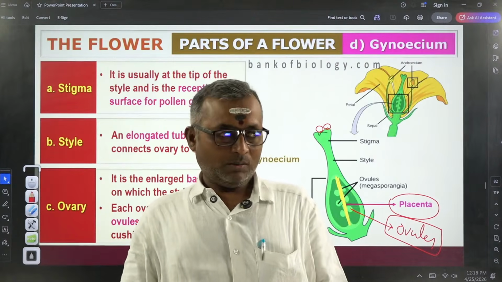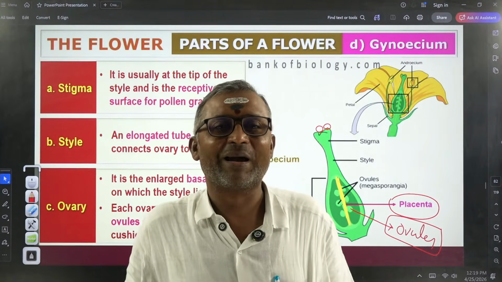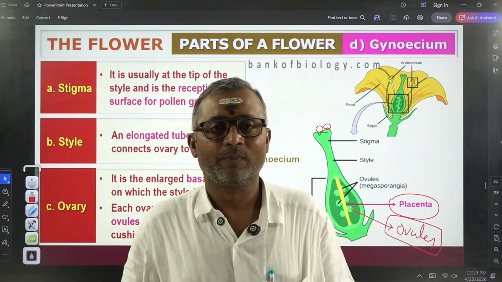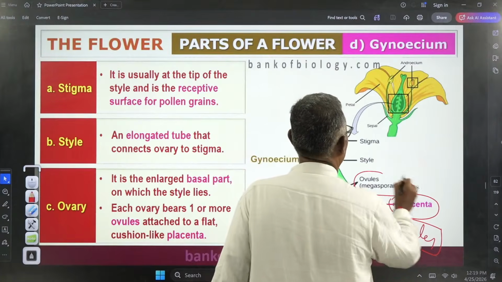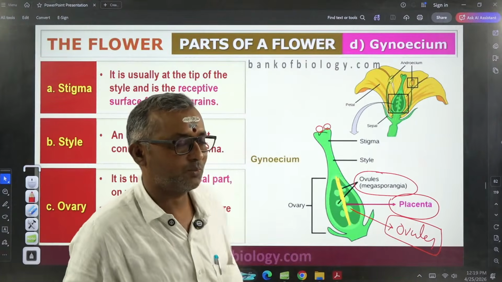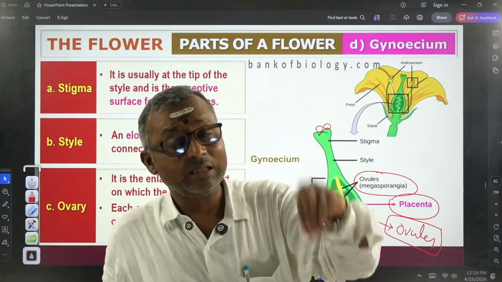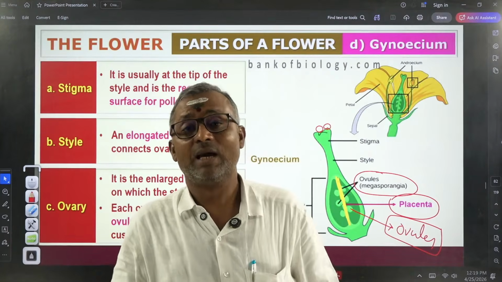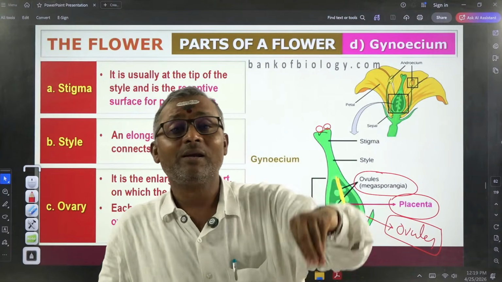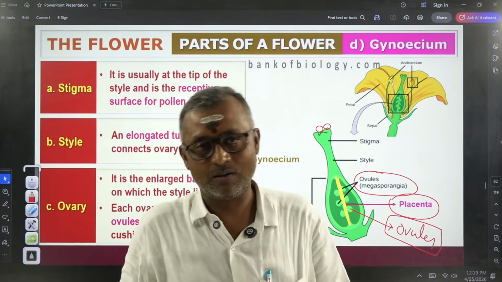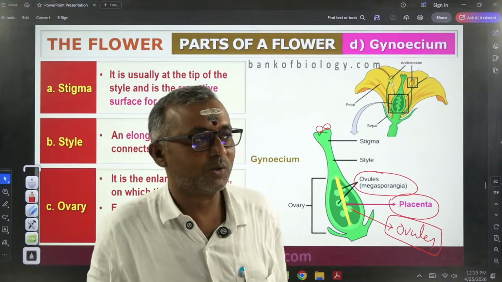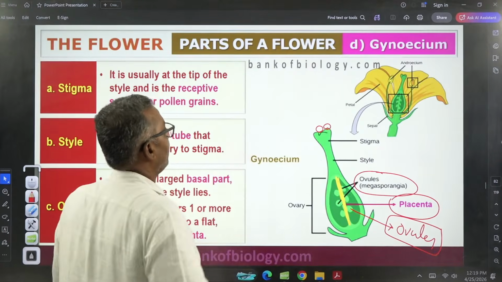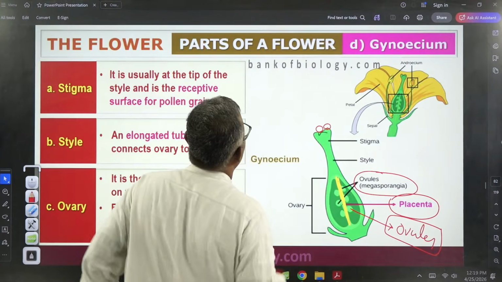So ovule, you can also call it megasporangium. What is the other name for ovule? Ovules are also called megasporangia or megasporangium. Inside the ovule, there is an embryo sac, and that contains an egg, the female gamete. Egg is present inside the embryo sac, and embryo sac is present inside the ovule.